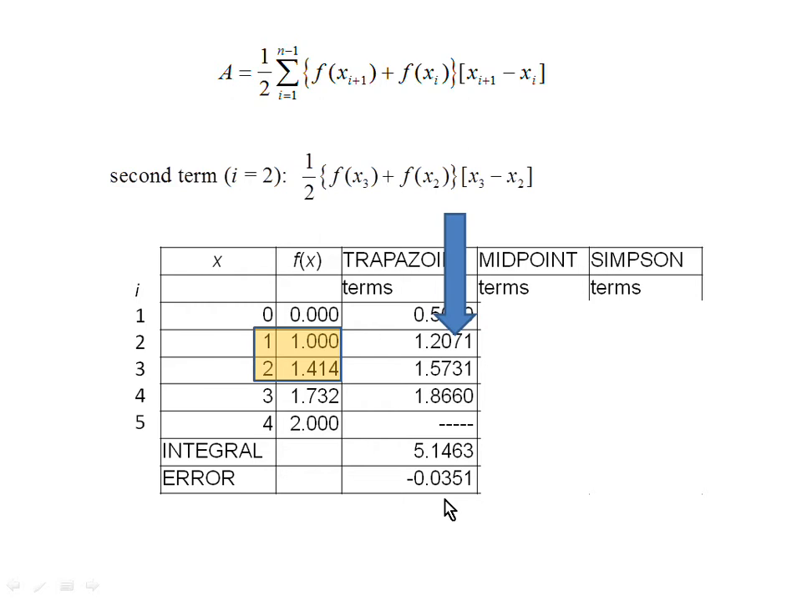Okay, so we can repeat this for the midpoint method.